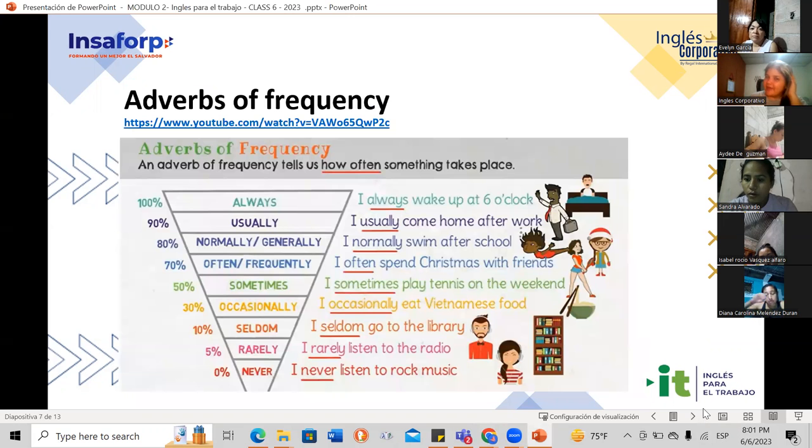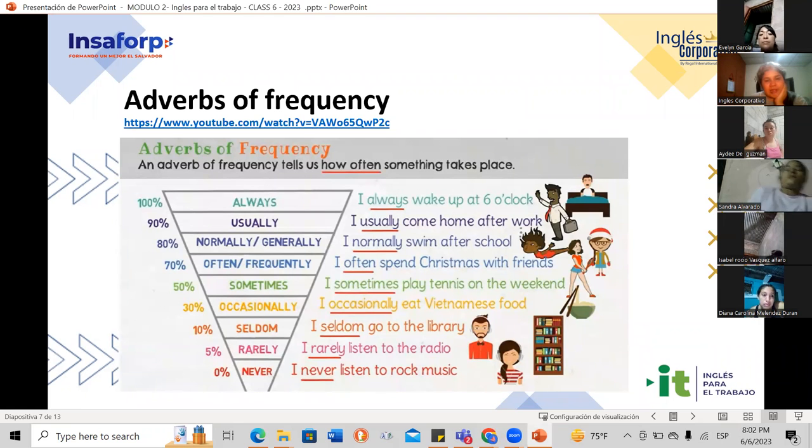Ok, here we have the adverbs of frequency. We have more here. Tengo algunos extras de los que vimos. Tenemos aquí como el porcentaje, ¿ok?